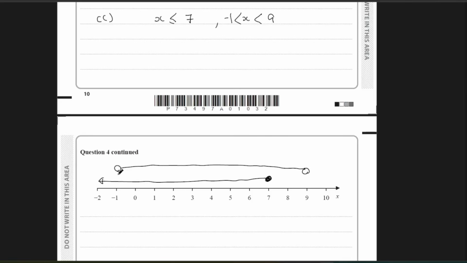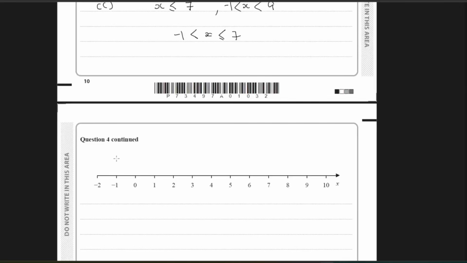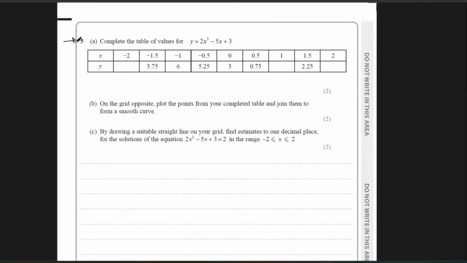So the ultimate solution would be everything that is overlapping, meaning the final solution would range from minus 1 less than, because it's a white dot, x less than or equal to 7. So let's erase this and let's draw the ultimate solution. So we start at minus 1 and we end at 7. At minus 1, we will have a white dot. At 7, we'll have a black dot. And that's it. Let's move to question 5.